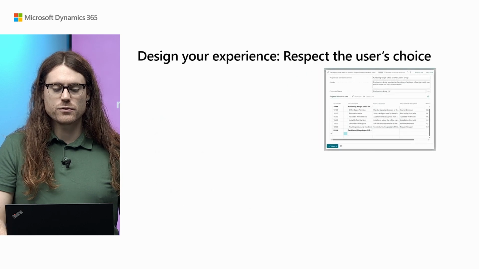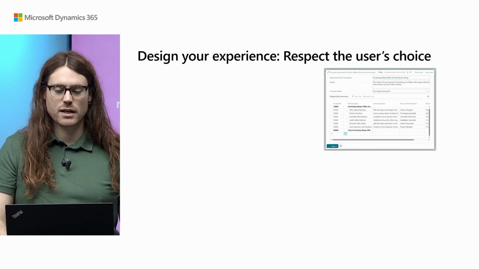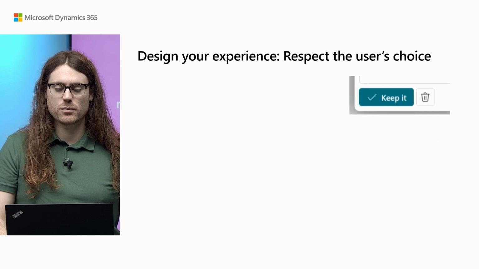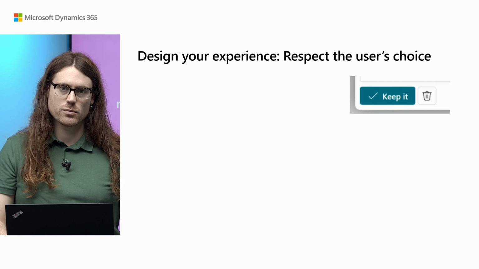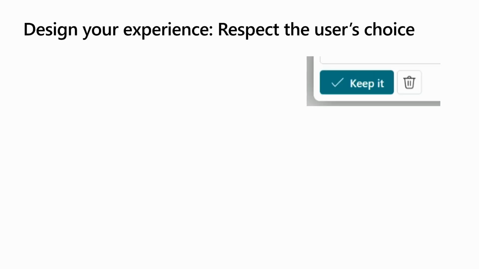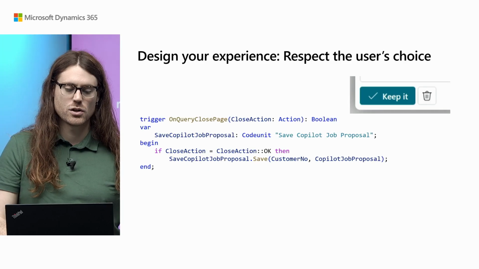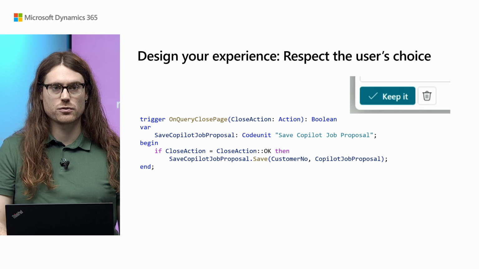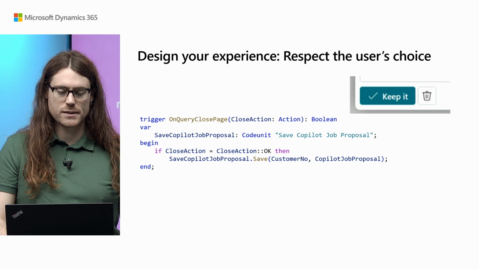And once the user reviews this output and they're satisfied with it or not, they're going to communicate that result to you as a developer by clicking on this keep it or discard it or OK cancel button like you might see in a task dialog. Now there's no additional constructs needed for you to act on this. You simply use the onQueryClosePage trigger that you're used to, again from task dialogs, or you can use the value returned from the Page.RunModal. In this case, that is all that's needed.